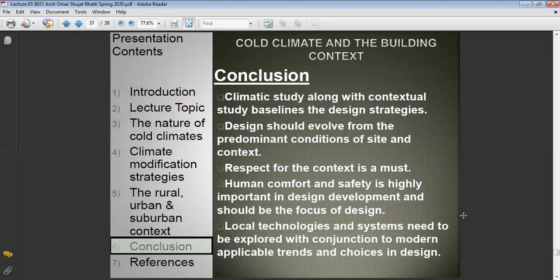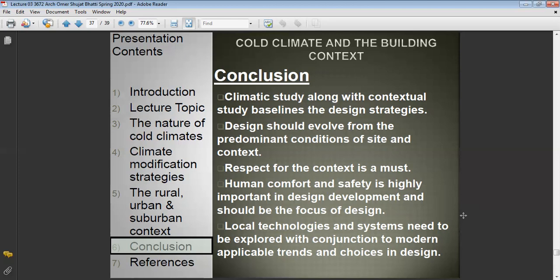So in conclusion, climatic study along with contextual study baselines the design strategy. That means your context analysis along with the climatic conditions is going to help you devise what kind of form, what kind of building, what kind of features and what kind of materials and technological tools are going to be utilized to evaluate or build the new one.